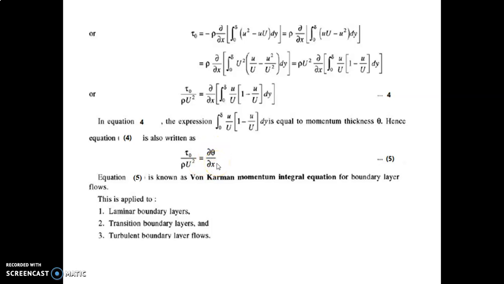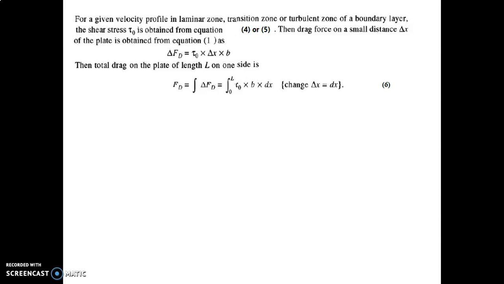Equation 5 is also known as the von Karman momentum integral equation for boundary layer flow. This is applied to laminar boundary layers, transition boundary layers, and turbulent boundary layer flow. With the help of this equation, we can calculate shear stress, drag force, and some other parameters. The total drag force Fd can be calculated as the integration of 0 to L, tau naught into B into dx.